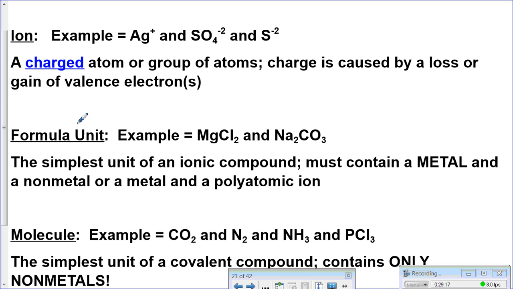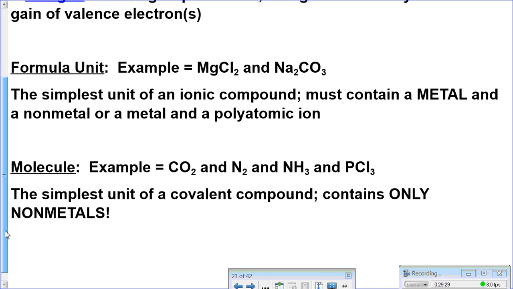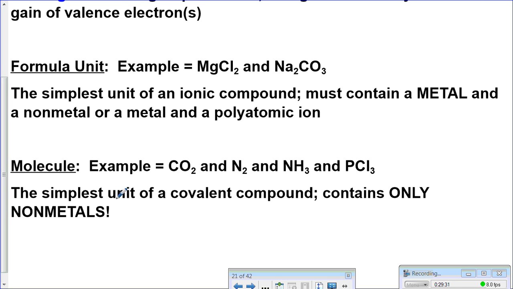Formula unit is the simplest unit of an ionic compound. In order to be a formula unit, you must have both a metal and a non-metal, or a metal and a polyatomic ion in your formula. Okay, molecule. Molecules are the simplest unit of a covalent compound and contain only non-metals.